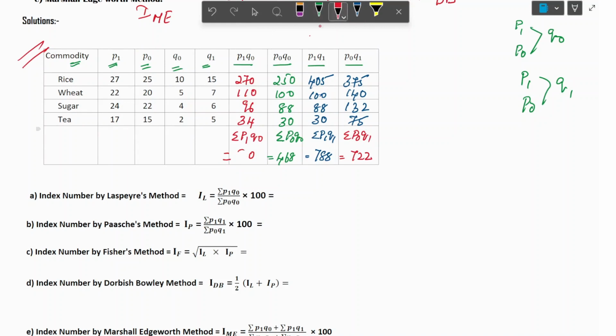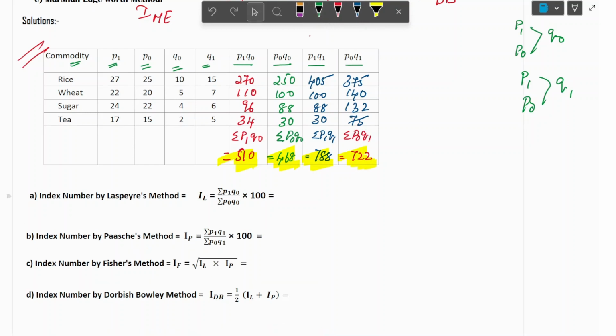This is equal to 510, right? We are going to use these values 510, 468, 788 and 722 for all calculations. I will show you the different methods. First one, which method? That is IL, correct? The formula: IL equals sigma P1Q0 divided by sigma P0Q0 into 100, that is 510 divided by 468 into 100.